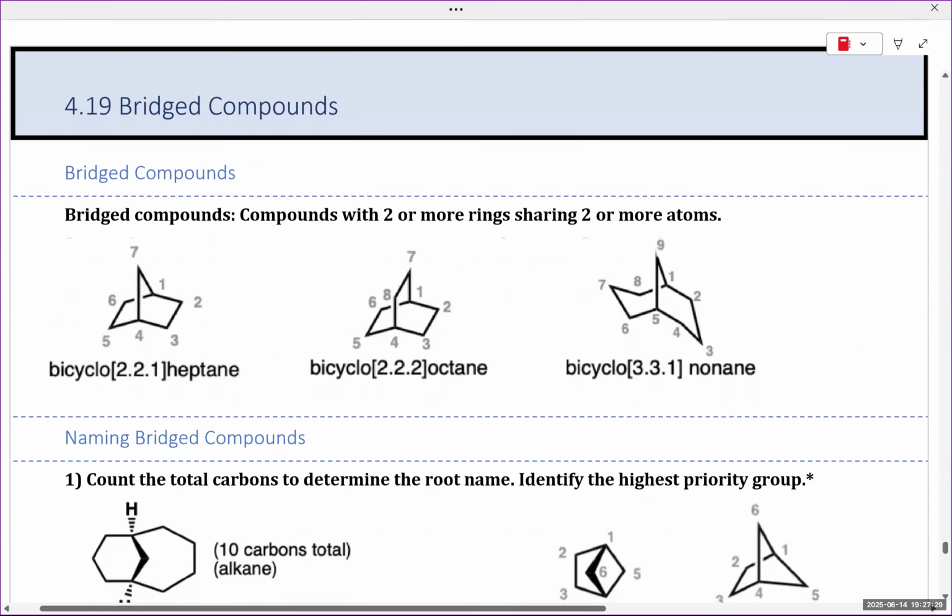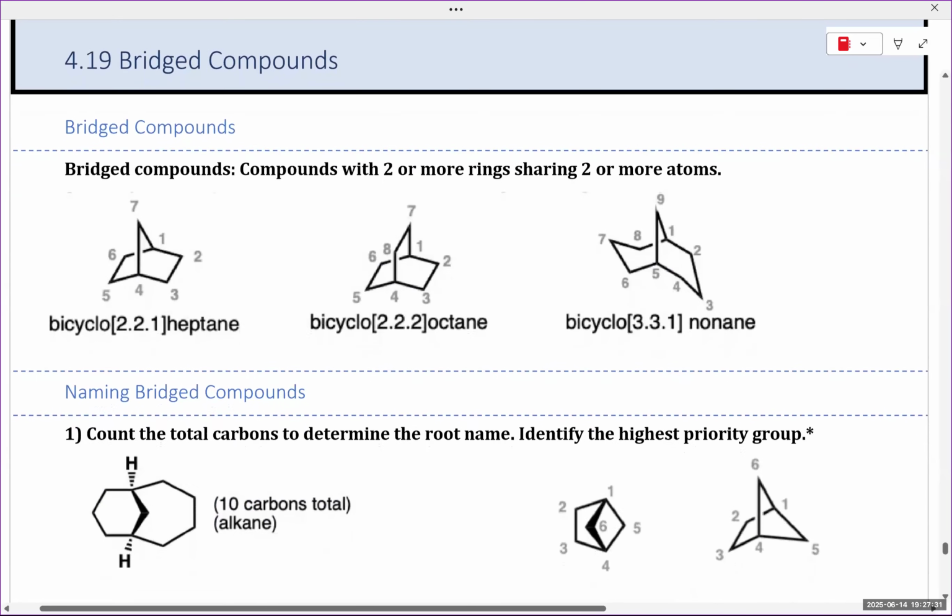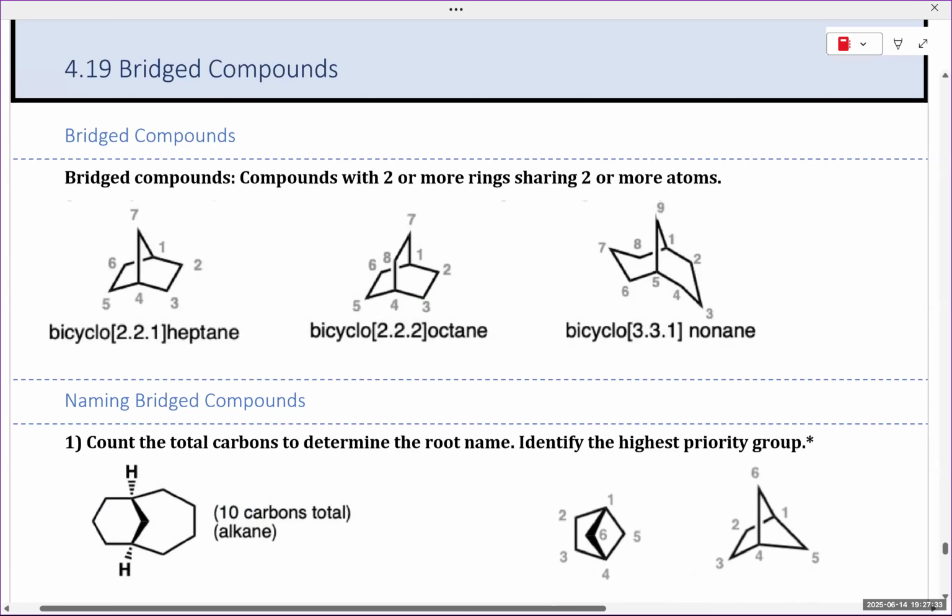Now, we've talked a lot about fused compounds. There's another class of polycyclic or bicyclic compounds, which are known as bridged compounds. Bridged compounds are compounds with two or more rings sharing two or more atoms. For example, bicyclo-2,2,1 heptane, bicyclo-2,2,2 octane, and bicyclo-3,3,1 nonane. These names may look intimidating at first, but the method for naming these bridged compounds is actually quite intuitive.